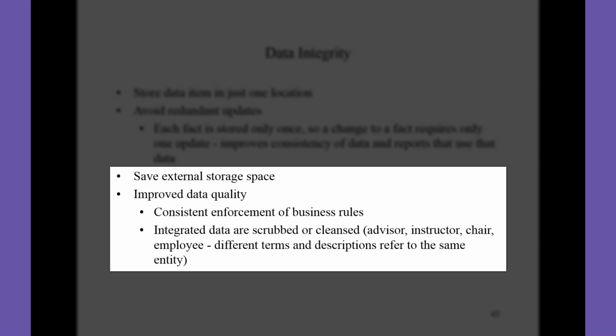We also achieve improved data quality. We have consistent enforcement of business rules, and integrated data are scrubbed or cleansed. What that means is, if we had, say, a variety of file systems, in one case a person was called an advisor, in another case that same person is called an instructor, and in another system that same person is called the department chair. The idea is that different terms and descriptions often refer to the same thing, the same entity.